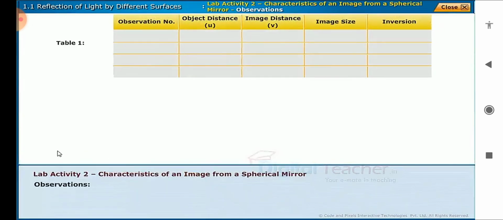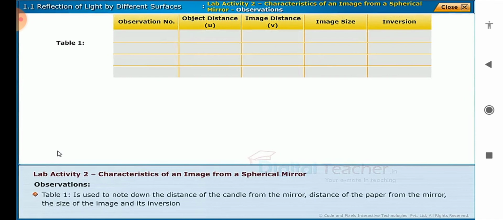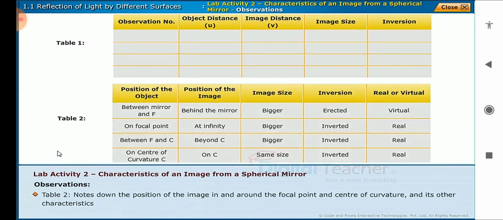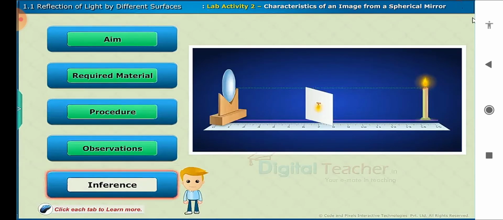As part of our observation, Table 1 is used to note down the distance of the candle from the mirror, distance of the paper from the mirror, the size of the image and its inversion. Table 2 notes down the position of the image in and around the focal point and center of curvature and its other characteristics.